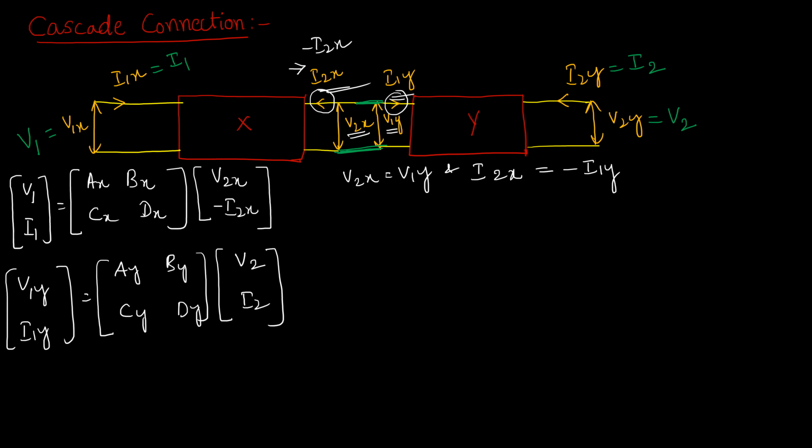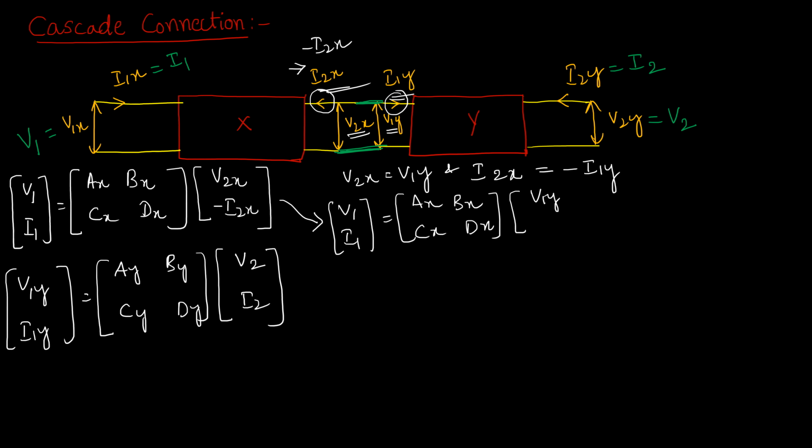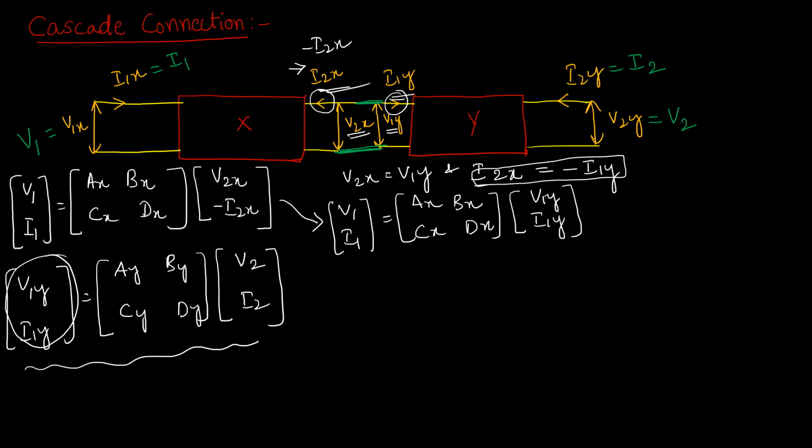Now let us use these conditions. From this equation, V1 I1, I'm rewriting it. Let us see what kind of analysis can be done. This is AX, BX, CX, DX. Now tell me, instead of V2X, what can we write? We may write V1Y. Instead of minus I2X, from this relation, we may write I1Y. Clear? Now look at the second equation. Do we get the same kind of matrix here? V1Y, I1Y, that can be equated to this product.